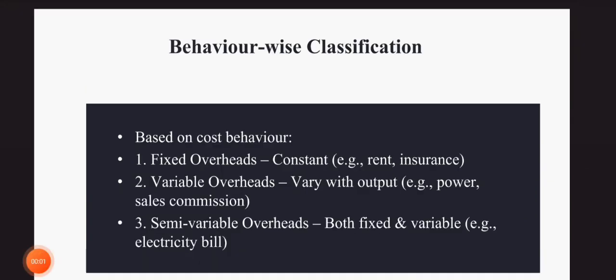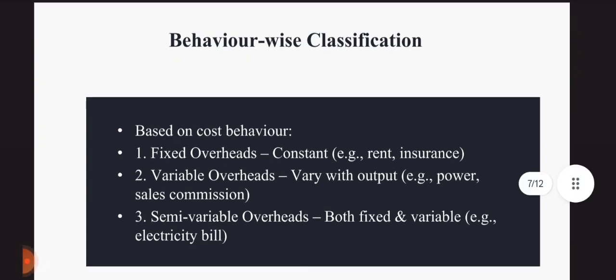Now, let's understand behavior wise classification. This classification depends on how the cost behaves with changes in output. First one is fixed overheads. These remain constant regardless of production. For example, rent, salaries, insurance, etc. These costs remain fixed whether the output changes or not. Second is variable overheads. These overheads change directly with production. For example, power, indirect material, sales commission, etc.